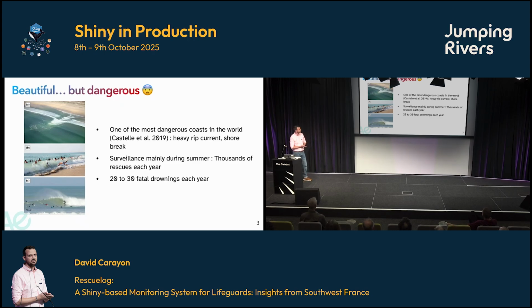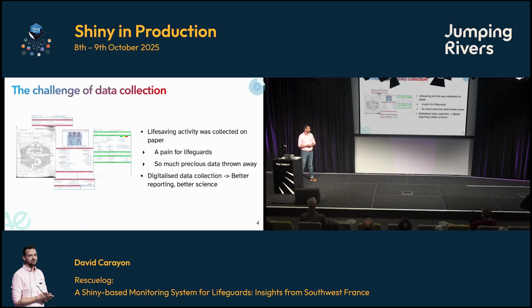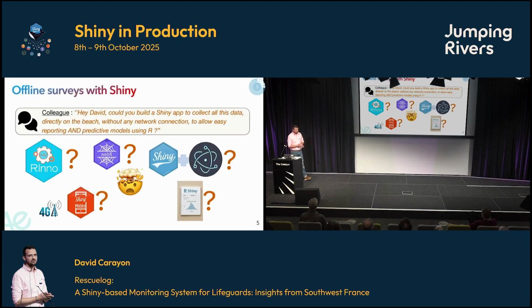There's surveillance mainly during summer with thousands of rescues each year, but we still have 20 to 30 fatal drownings each year. Until now, life-saving activity was collected on paper, so reports were a pain to make for lifeguards, and we were losing so much data. So we really wanted to make a digital data collection tool for better reporting and also better research and science. A colleague came and asked me, could you make a Shiny app that would work offline on the beach, but also allow getting back into R for predictive modeling and reporting?